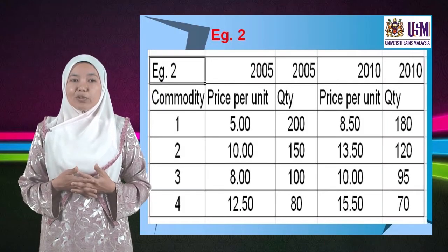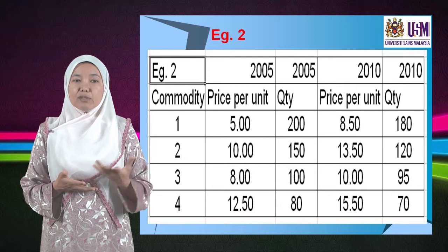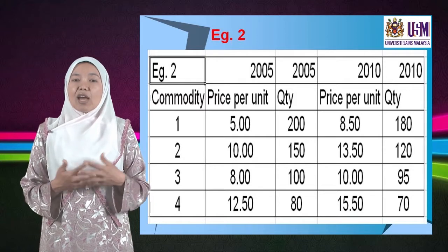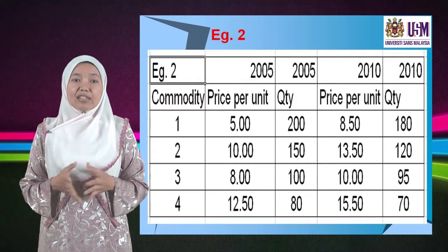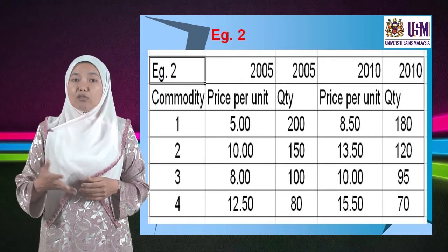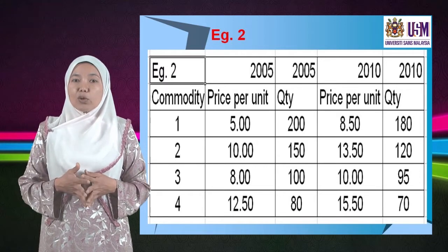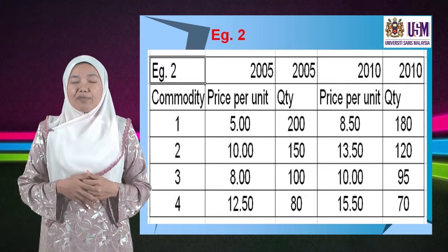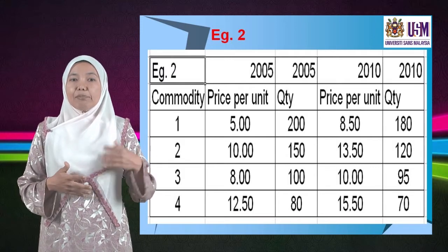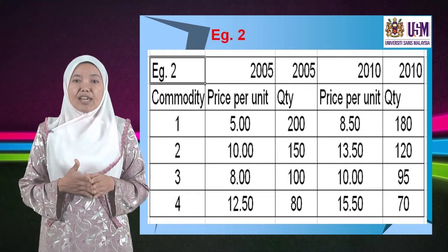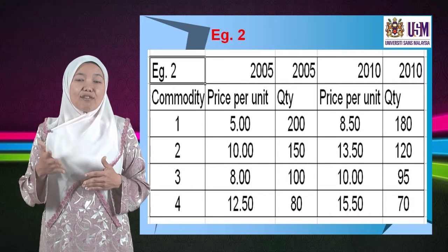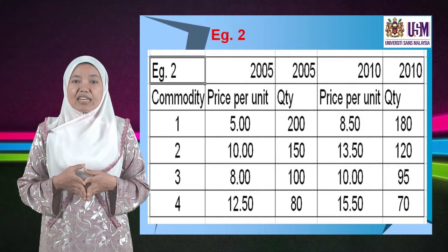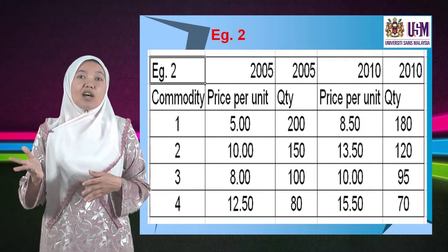This is the data. As I shared, we have four different components, or commodities, or products, and we have two different years, 2005 and 2010. For each year, we have the price and the quantity for each component. Looking at them one by one, the first component: the price in 2005 is 5 ringgit, while the price in 2010 is 8 ringgit 50 cents. So for component one, price has increased and quantity has reduced from 200 to 180.